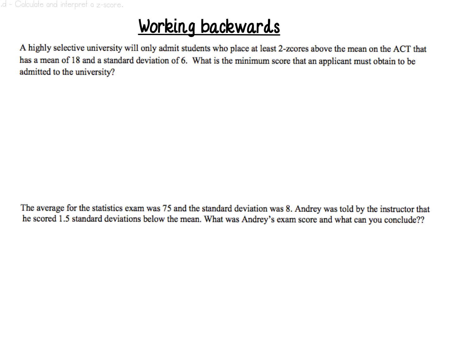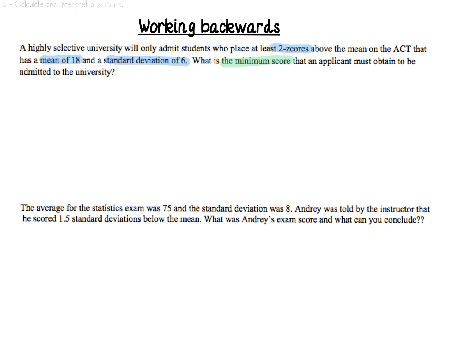The last thing we're going to do is talk about how to work backwards if I'm given a z-score and I want to find out what the observed score is. So this is why we did that practice over the summer with your summer packet on solving algebra equations backwards. So a highly selective university will only admit students who place at least 2 z-scores above the mean on the ACT. So compared to everybody else who takes the ACT, they will only take people who are at least 2 standard deviations above the mean. And if the mean is 18 and the standard deviation is 6, what is the minimum score?